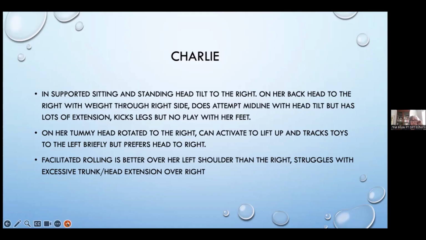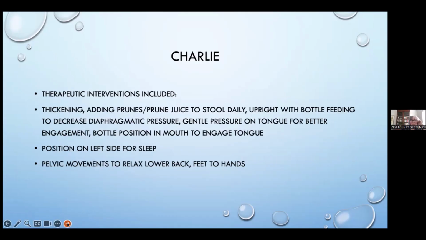So mom noticed all this stuff, and everybody kept saying she's gaining weight, she's fine. So the therapeutic interventions, initially I said, let's try some thickening, add some prune juice to stool daily. I wanted her more upright for feeding to decrease any kind of diaphragmatic pressure because she was really struggling with reflux. I then asked her to do just some gentle pressure on the tongue, like literally at the base of the tongue, to try and suggest to the tongue that it could elevate better. And then also bottle position the mouth to engage the tongue.